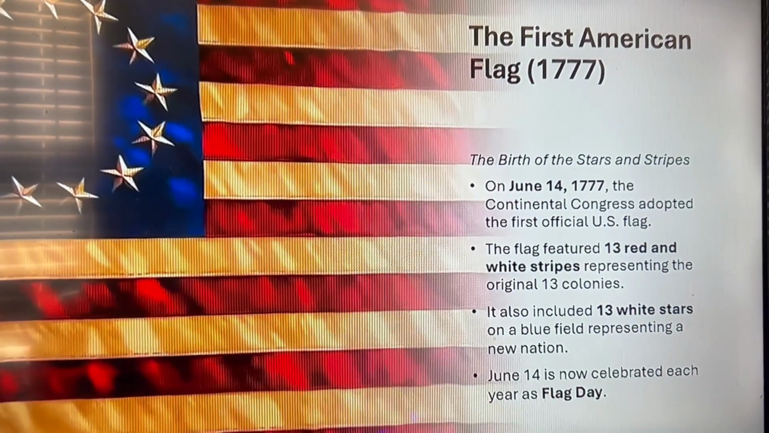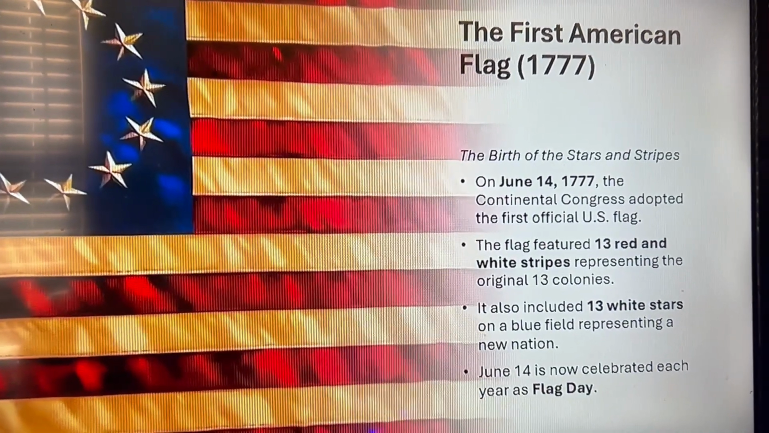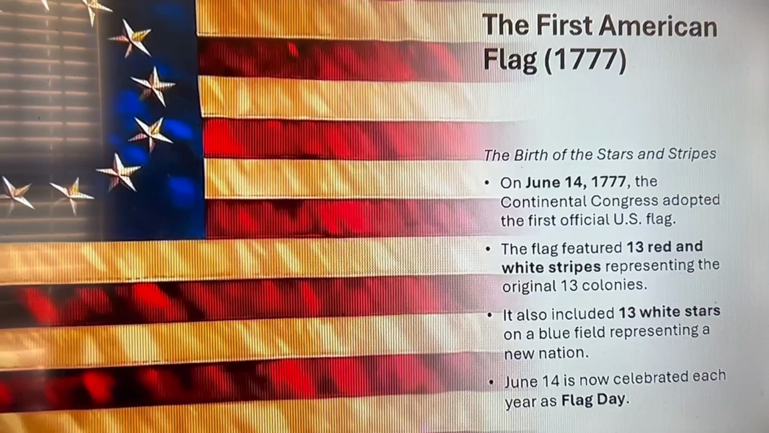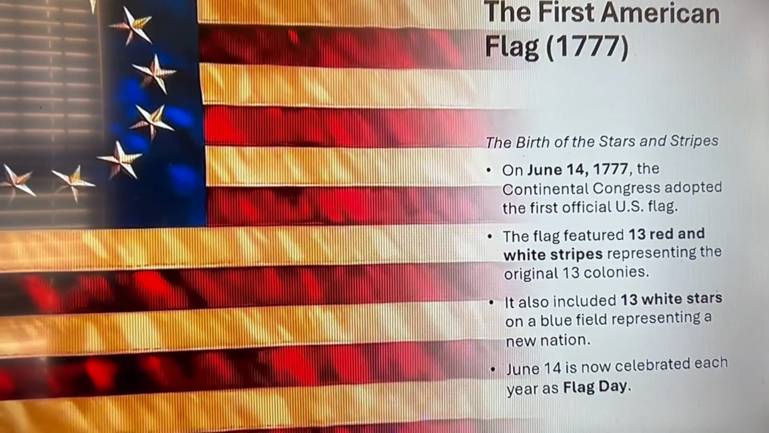The birth of the Stars and Stripes on June 14th, 1777. The Continental Congress adopted the first official US flag. The flag featured 13 red and white stripes representing the original 13 colonies. It also included 13 white stars on a blue field representing a new nation. June 14th is now celebrated as Flag Day every year.